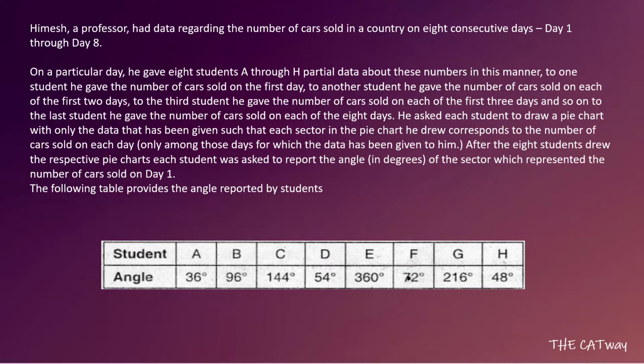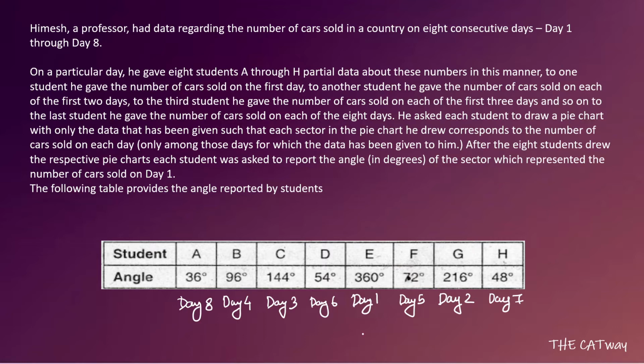So we can say that E got day 1, okay, G got day 2, okay, C got day 3, day 4, day 5, day 6, day 7, and day 8. Okay, so this is the most important thing which you need to crack this set.